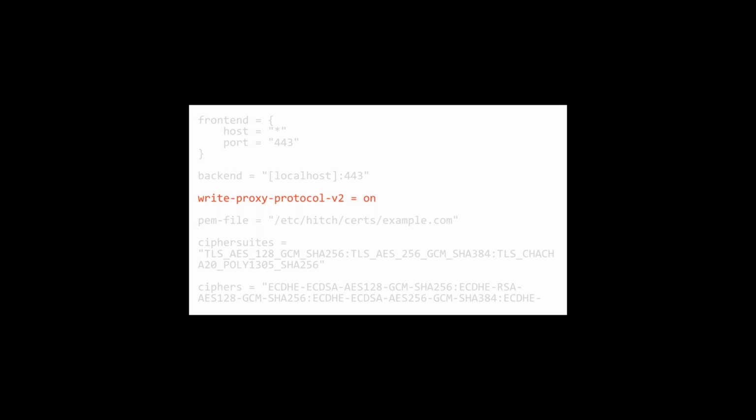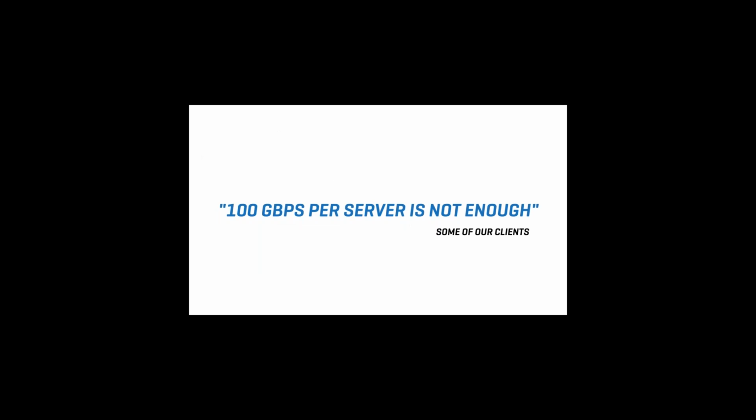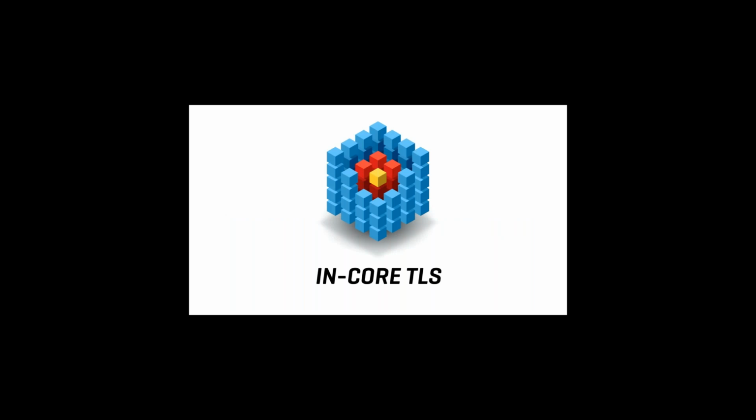So that's Hitch. And then you come in contact with clients that say, hey, very nice solution you have there, but 100 gigabits per second per server is just not enough. That actually happened to us. And then we had to rethink our strategy and think where we could shave off some overheads and gain more performance. And it was clear that the termination part, although it was very secure and very much in the Unix mindset of separation of concerns, in-core TLS or native TLS was the way to go. It was the way to push those boundaries of performance.